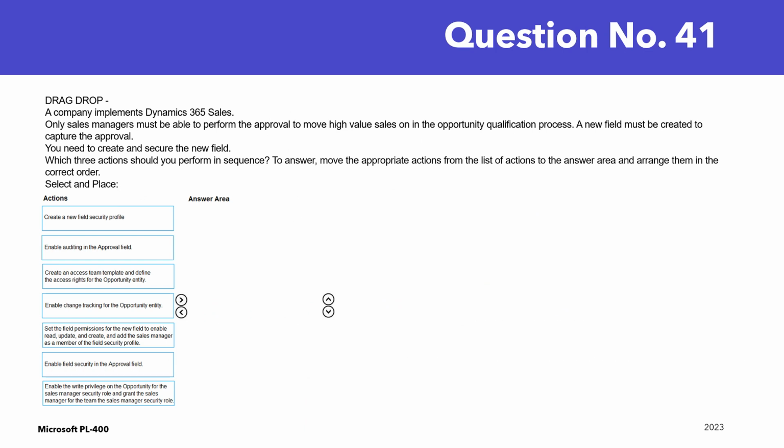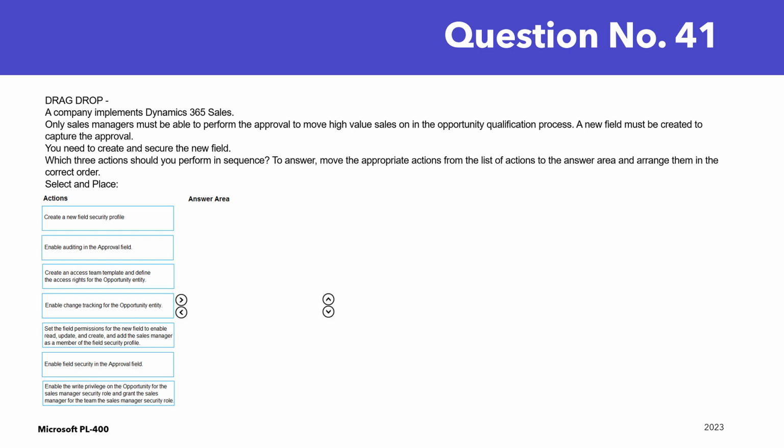You implement Dynamics 365 Sales. Only sales managers must be able to perform the approval to move high-value sales on in the opportunity qualification process. A new field must be created to capture the approval. You need to create and secure the new field. Which three actions should you perform in sequence?